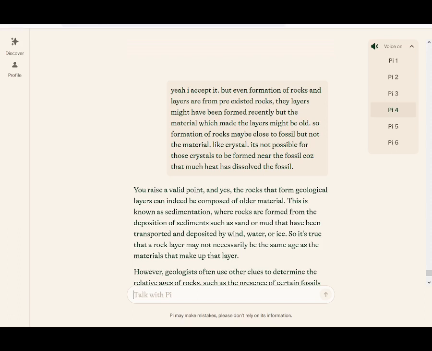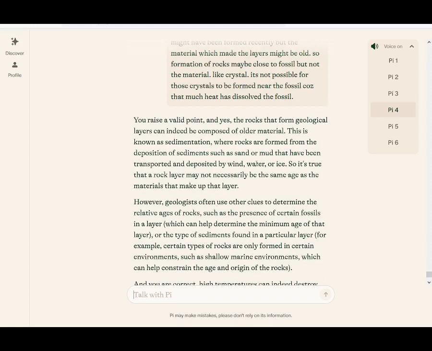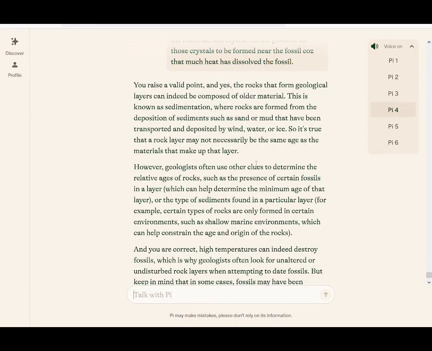So it's true that a rock layer may not necessarily be the same age as the materials that make up that layer. However, geologists often use other clues to determine the relative ages of rocks, such as the presence of certain fossils in a layer, which can help determine the minimum age of that layer, or the type of sediments found in a particular layer. For example, certain types of rocks are only formed in certain environments, such as shallow marine environments, which can help constrain the age and origin of the rocks.